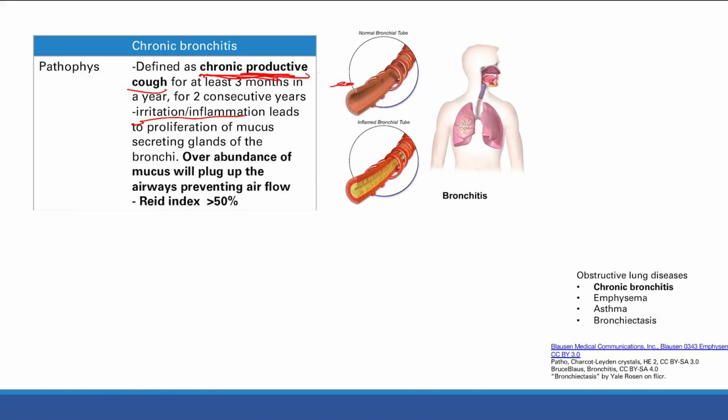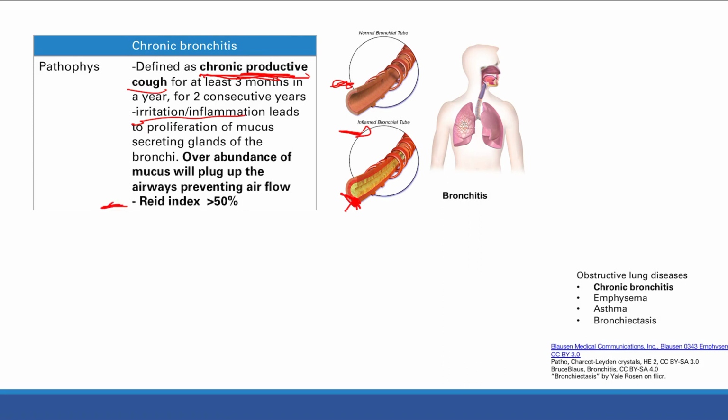proliferation of goblet cells and mucus secreting glands in the bronchi. It's going to be inflamed. You're going to have a bunch of extra mucus secreting glands. They're going to make too much mucus, as you can see here, this nasty little mucus stuff, and it's going to plug up the airways and prevent airflow. So in this disease, inflammation leads to mucus production and obstruction of airflow.